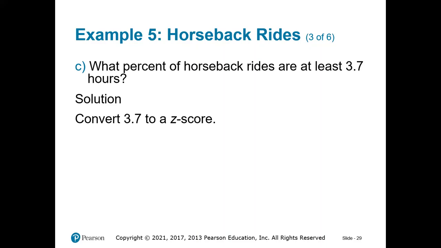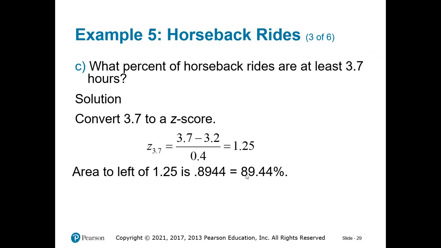Now we would like to know the percentage, the probability of horses lasting more than 3.7 hours. So according to the slides, we can do it the long way. We can get the z-score and go to the table, and the answer is 89.44.